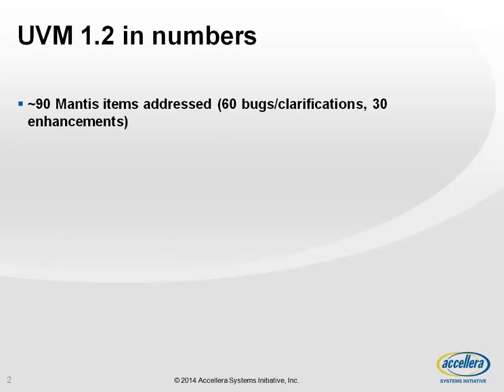That means about 60 bugs and clarifications have been changed. So code in 1.1 has been bug fixed in 1.2. And we also added about 30 enhancements. Enhancements go from single line enhancements to bigger enhancements. So these are changes and add-ons to the existing functionality in UVM 1.1.